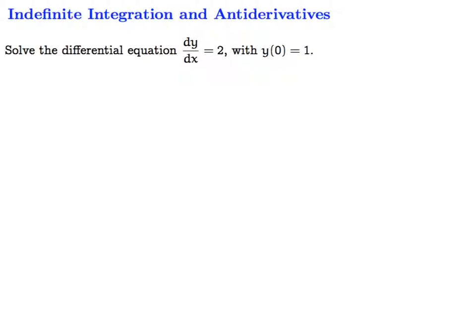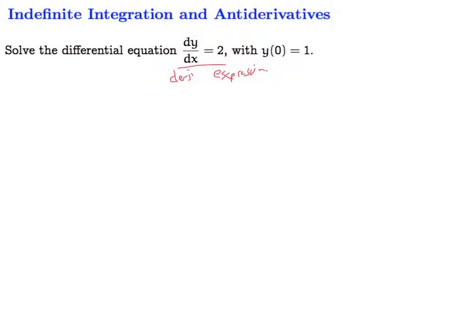Now another way you might see the problem presented says to solve the differential equation dy over dx equals 2 with y of 0 equals 1. This is actually the exact same problem, it's just presented a little differently. And here we have a nice example of what's called a differential equation. Over here we have a derivative, and over here we have a nice expression.